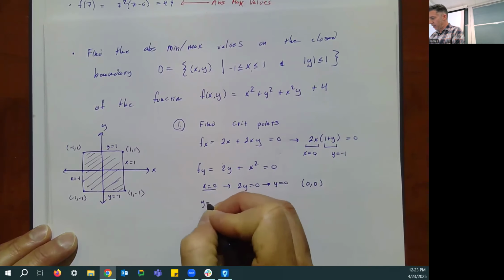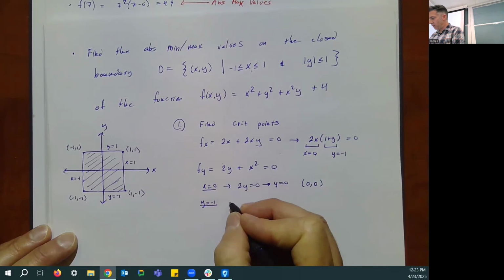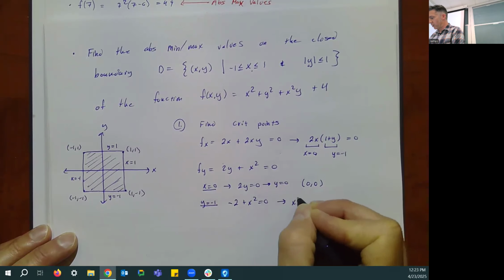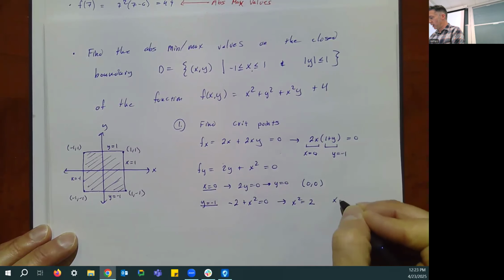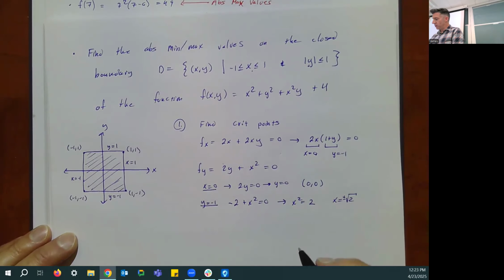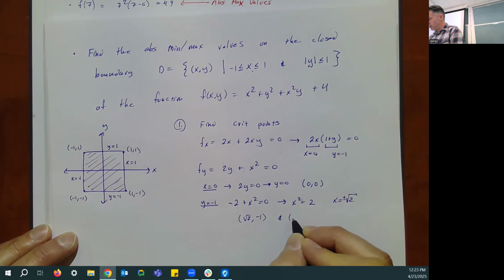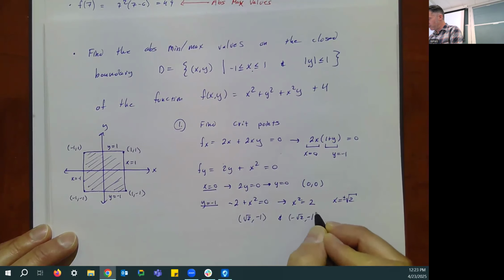And if y equals -1, we plug that in there. We get -2 plus x squared equals 0. We get x squared equal to 2. We get x equal to the square root of 2. I should say plus or minus the square root of 2. So our critical points here are (√2, -1) and (-√2, -1).